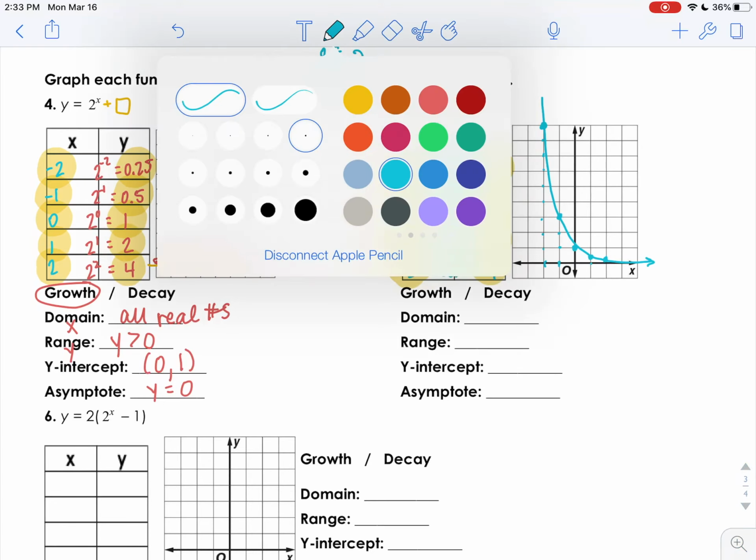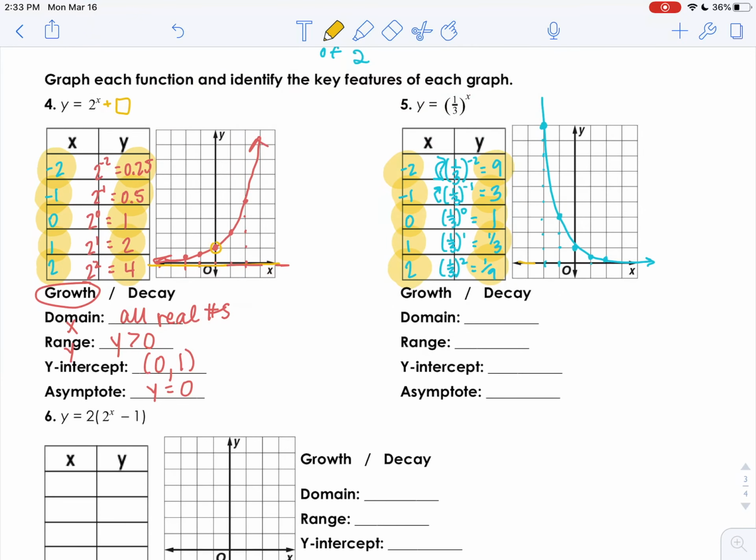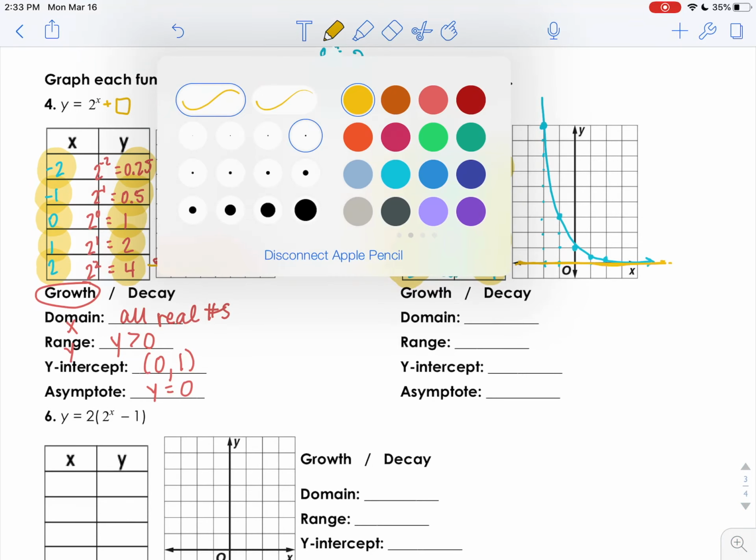And as you may have guessed, yes, this is going to get forever closer and closer and closer to this line, the x-axis, but it's never going to actually touch that line. It's an asymptote. So you can keep making these numbers smaller and smaller, and it'll get really, really close, but it'll never pass or cross through that line.